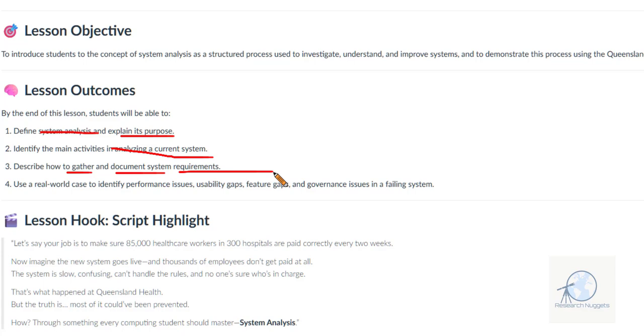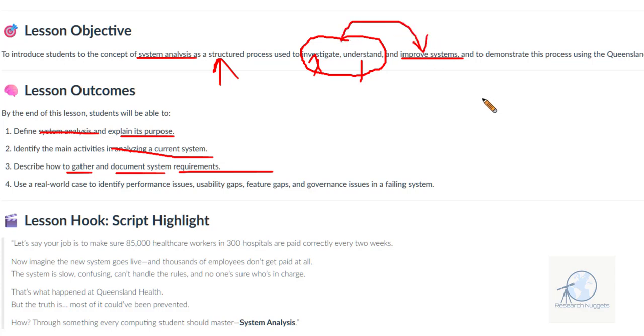So at the end of it all, my anticipation is that you're going to understand the concept behind a system analysis, and you're going to see that it's an organized or a structured process. And that particular structured process involves a number of things. One, it involves investigation, it involves understanding, it involves improvement. So once these are undertaken, they are the ones that give birth to the improvements that are actually supposed to be undertaken.